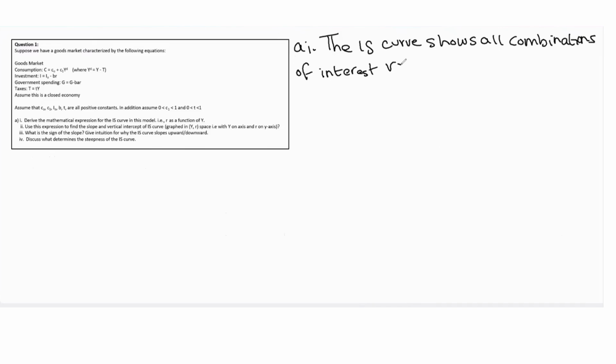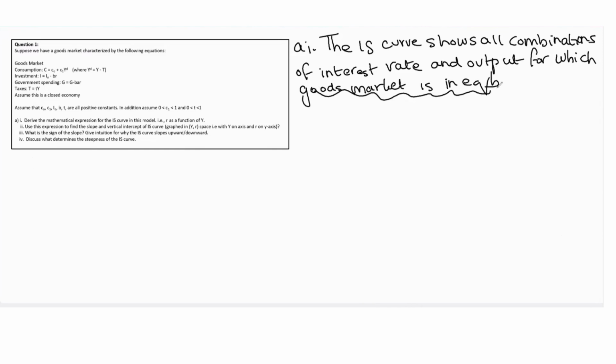So in this question, we want to first start off by deriving the IS curve. Here we should keep in mind what the IS curve essentially is. The IS curve shows all combinations of interest rate and output for which the goods market is in equilibrium. The key is that the IS curve represents goods market equilibrium.